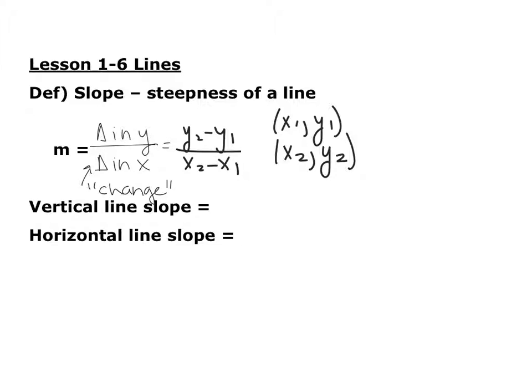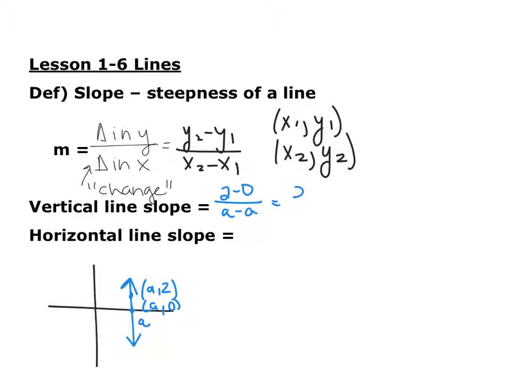When you have a vertical line, let's say that this is at x equals a. So we have a point up here that's (a, 2), and let's say a point here that's (a, 0). If we apply the slope formula, you end up with 2 minus 0 over a minus a, which is 2 over 0. We can never divide by 0, so this becomes undefined. That's why the slope of a vertical line is always considered undefined, or sometimes you'll hear no slope.